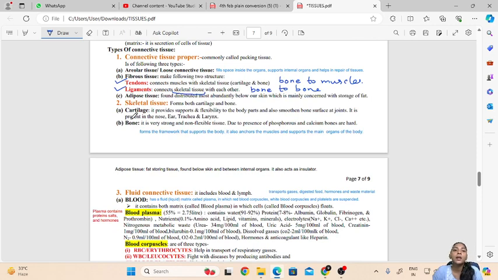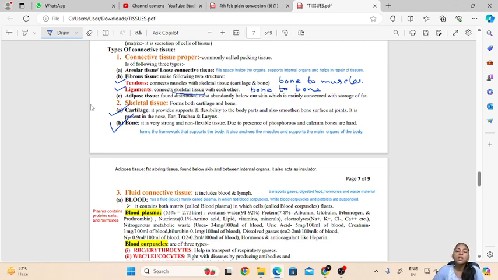Then the next type of connective tissue is skeletal connective tissue. It is composed of cartilage and bone. Bone, as we know, is a very strong, non-flexible and rigid kind of tissue. It forms the framework that supports the body and other organs in the body. It also anchors the muscles and supports the main organs of the body. Now it is very strong and non-flexible.